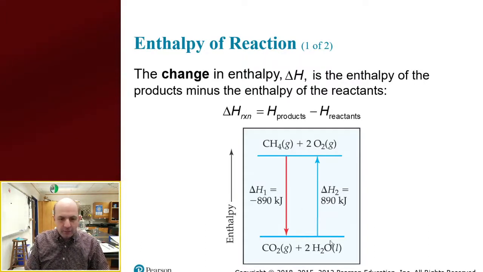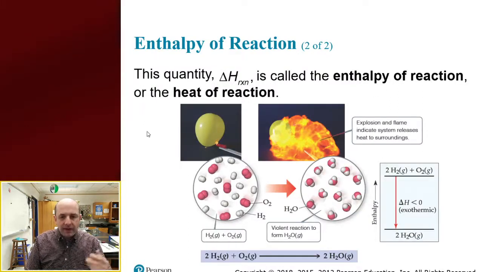And you see it's going to be equal but opposite if you do the opposite reaction. So negative 890 dropping down or positive 890 going up, depending on which way the reaction's going. But that quantity, again, is the enthalpy of reaction or the heat of reaction. A lot of times we'll say heat. And so here they just give an example. We have hydrogen and oxygen mixed. A spark is applied.